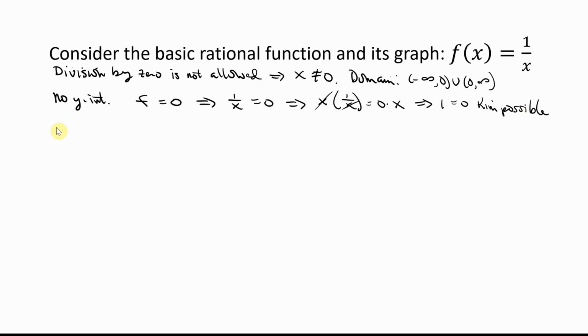Well, that's impossible, then that means no x-intercept either, right? We talk about something called vertical asymptotes and horizontal asymptotes. The vertical asymptote is when we look at those x values when our denominator is equal to 0, and they become vertical lines. So here, since x cannot equal 0, that becomes a vertical asymptote. x equal to 0 is a vertical asymptote.